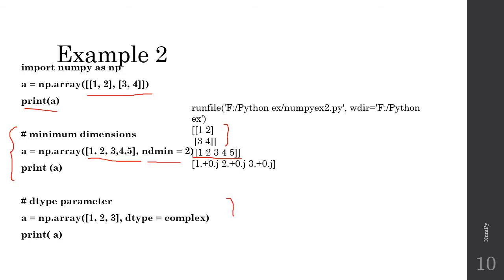In the third example, again, we are creating an array object where the desired type is complex. See the result of the array. All the elements are created as complex numbers here. The first element, the actual real part value, is 1 plus 0j. Second, 2 plus 0j. Third, 3 plus 0j. That's how we create an array with complex numbers. For that, we specify dtype as complex. This is the second example.